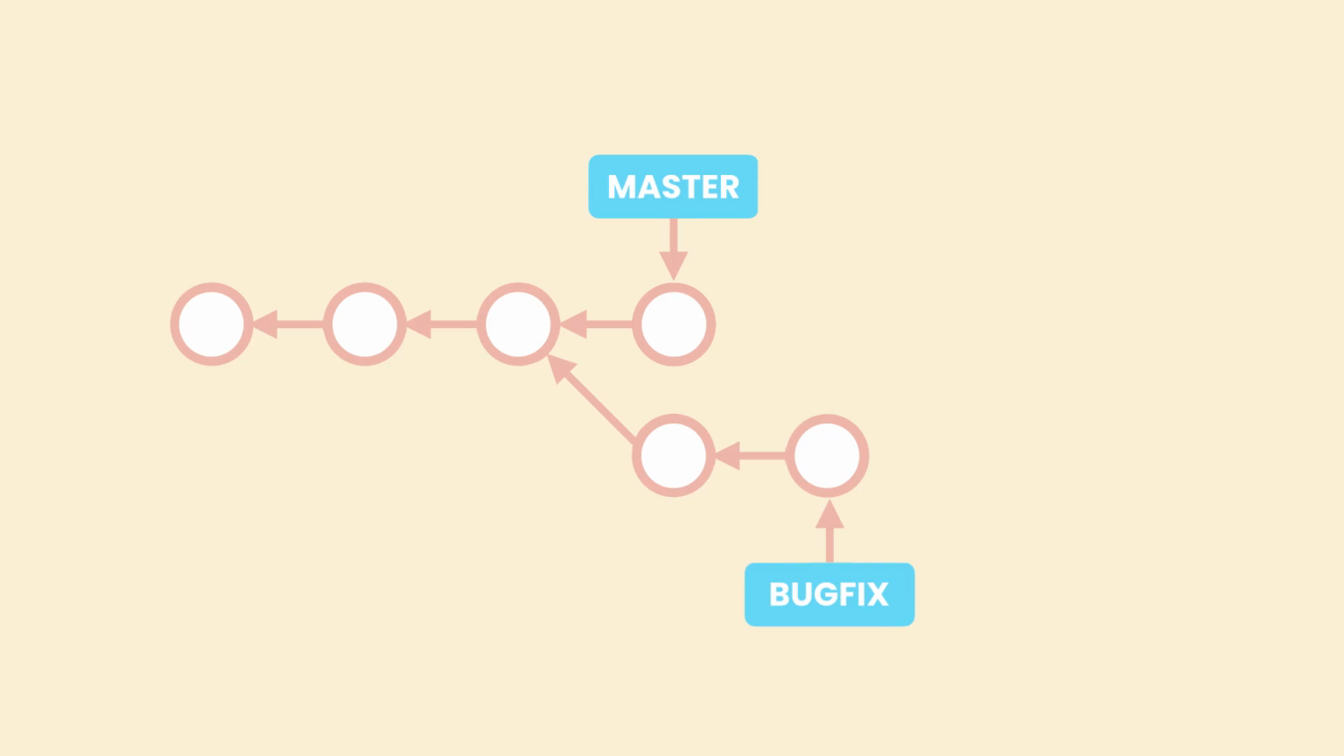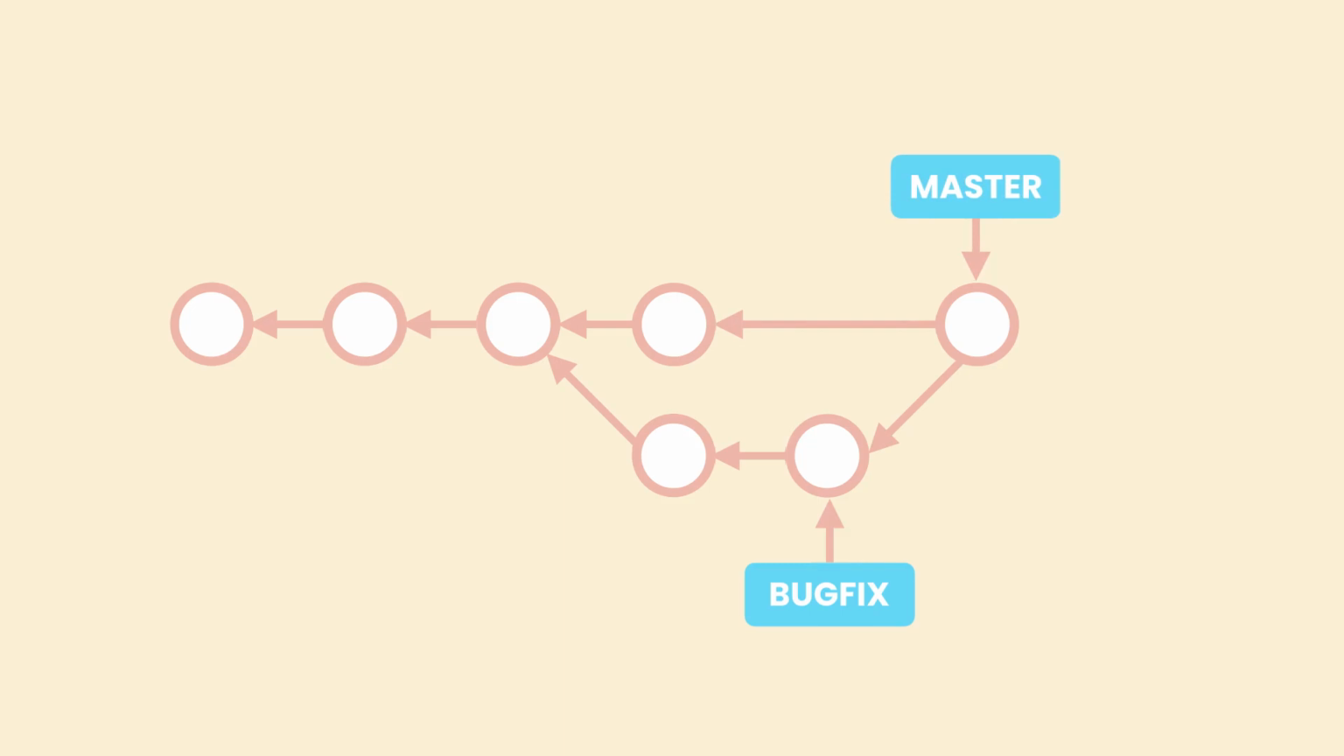So if you run a merge, Git cannot move the master pointer forward and have it point to the same commit as bugfix, because otherwise we'll lose the latest commit in the master branch. So when we run a merge, Git creates a new commit that combines the changes from these 2 branches.